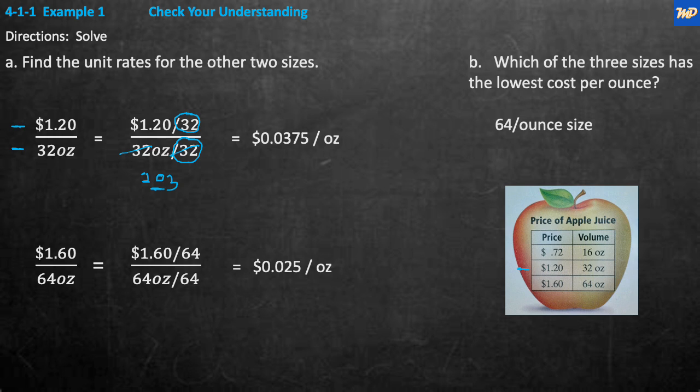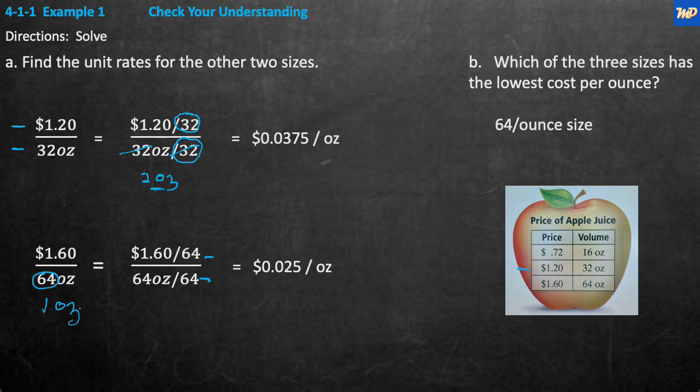The second one, we do the same thing for the $1.60. Divide the top and the bottom both by 64, because we want to clear this 64 so that we have just 1 ounce on the bottom. So we divide the top by 64 and the bottom by 64, and you're going to get 2.5 cents.